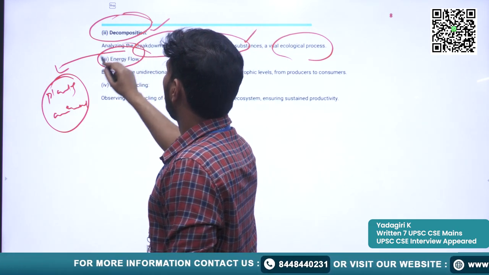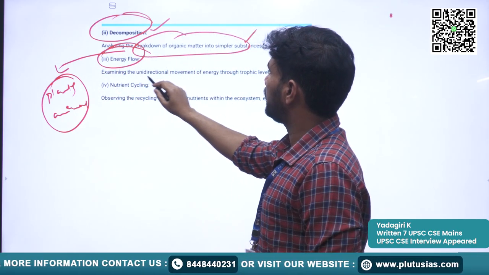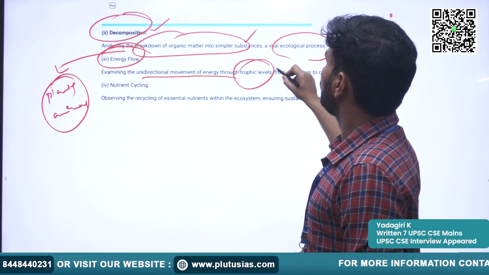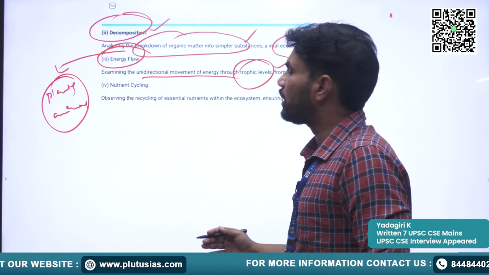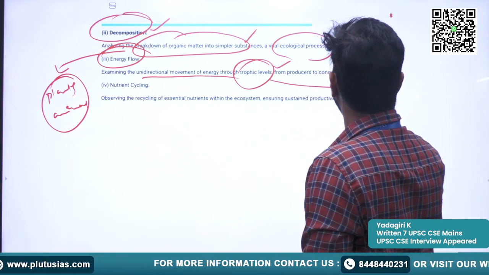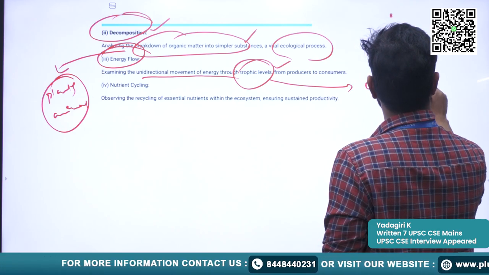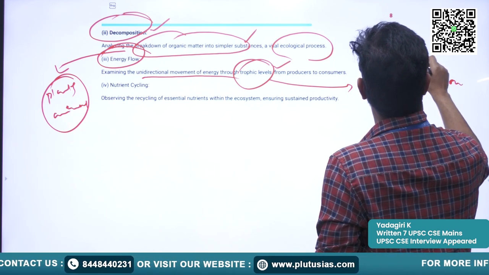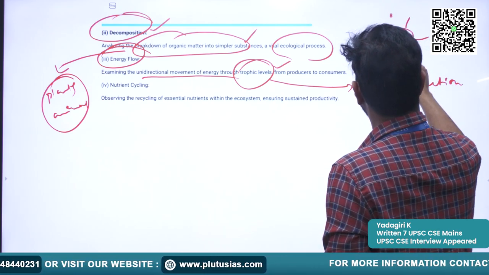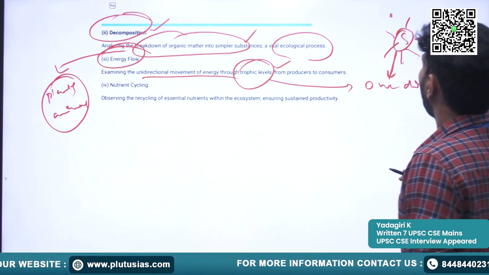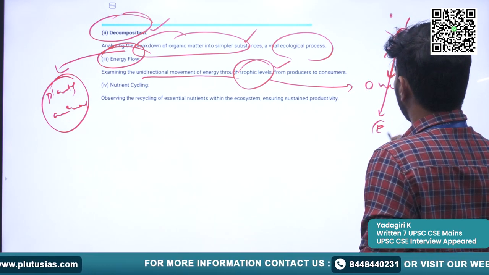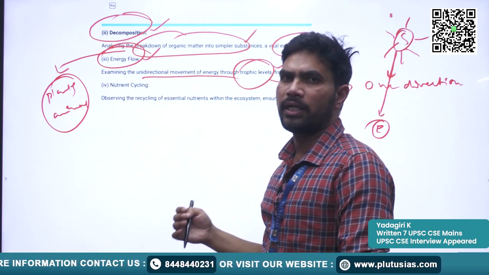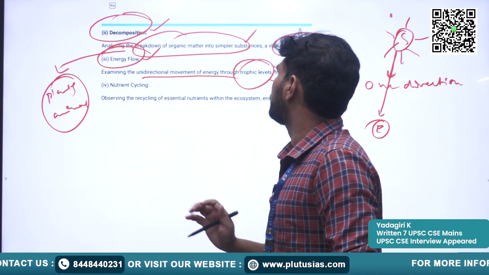Third one is energy flow. It is examining the unidirectional flow of energy through trophic levels. We will understand what a trophic level is in the later part of the lecture. So basically the energy flows in one direction. That is, the source of energy is the sun. All the energy required for the earth is coming from the sun. So there is a unidirectional flow of energy towards the earth. So basically the third aspect, flow of energy, helps us understand the unidirectional flow of energy.